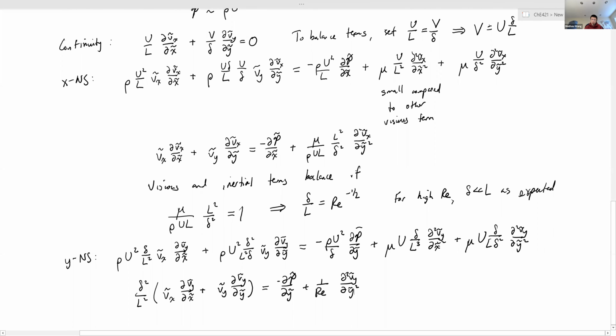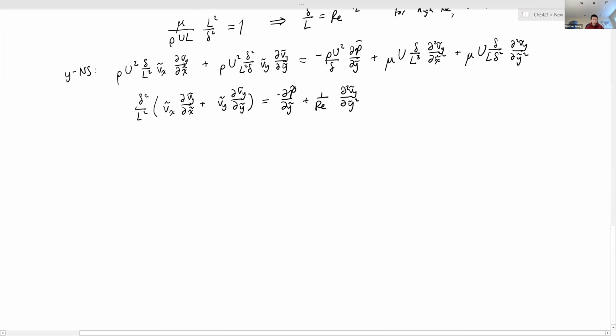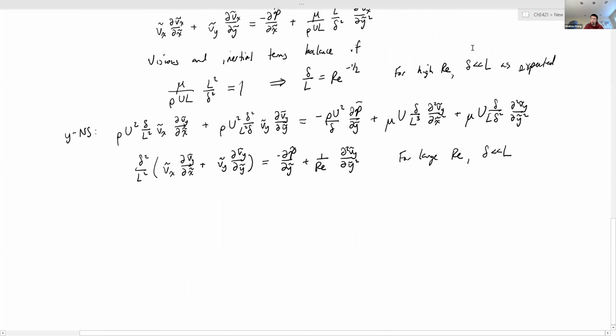Okay. And the reason why I wanted to show this is that for large Reynolds number, what we get is that delta is much, much less than L. That's literally what we wrote right here, right? And of course, 1 over Reynolds number goes to 0. And so the y component of the Navier-Stokes equations then reduces down to this becomes 0, and this also becomes 0. And so what we get is dp dy is equal to 0.